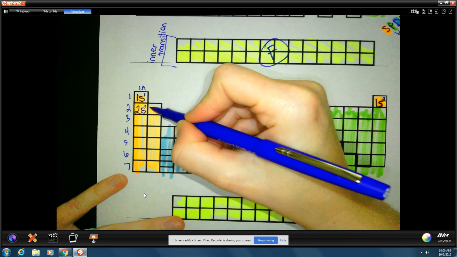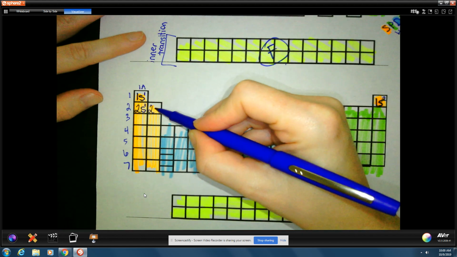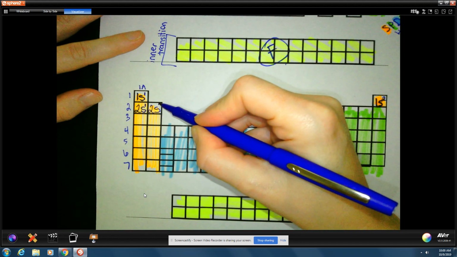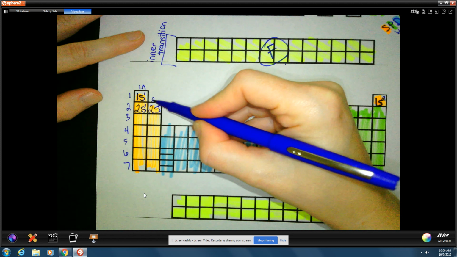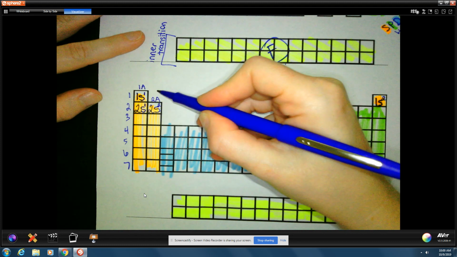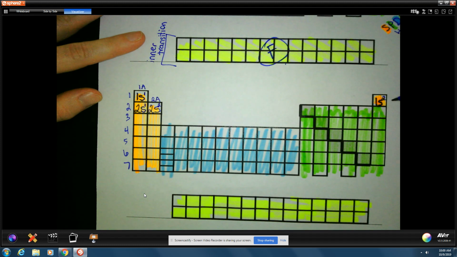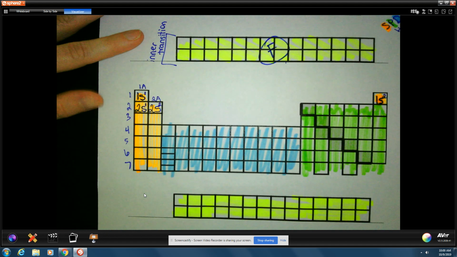Now this one would be a 2, still in the S block, but now I'm 1 more over, so it's going to be a 2, which is going to line up to our 2A, because everything in 2A has 2 valence. Helium is an exception to this, so just kind of go with the flow right now.